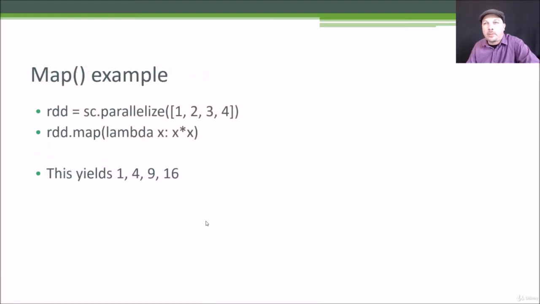Here's a little example of how it might work. So let's say I created an RDD just from the list 1, 2, 3, 4. I can call rdd.map with a lambda function of x that takes in each value of that RDD, calls it x, and then applies the function x times x to square it. So the output of this, if I were to then collect the output of this RDD, would be 1, 4, 9, and 16, because it would take each individual entry of that RDD and square it and put that into a new RDD. Okay, makes sense?